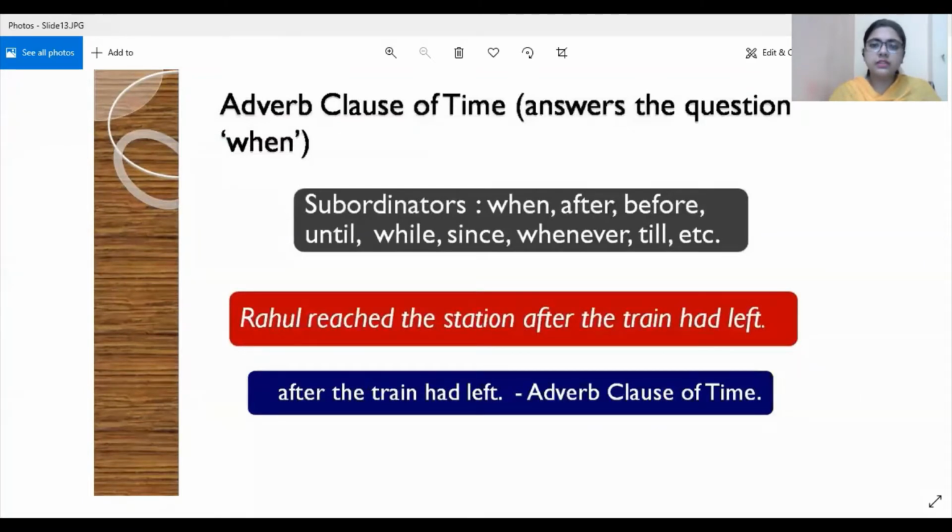Adverb clause of time. It will answer the question when. For subordinators, all such conjunctions will be used which denote time, like when, after, before, until, while, since, whenever, till, etc. Okay. Rahul reached the station after the train had left. So after the train had left becomes your adverb clause of time because it is telling us the time when Rahul reached the station.